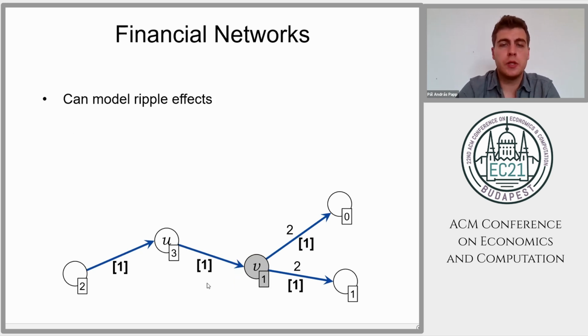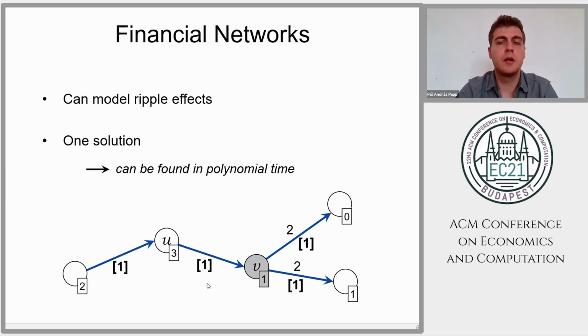This model of financial networks is quite popular because it's simple, but it can already model these ripple effects that propagate through the network, which are often connected to financial shocks. It's also nice in the sense that, apart from some edge cases, there's almost always only one solution in the system. By solution, we mean this payment configuration which satisfies the rules that we've outlined before. Moreover, this solution can be found in polynomial time. So the whole system is quite nice and simple from a computational perspective.